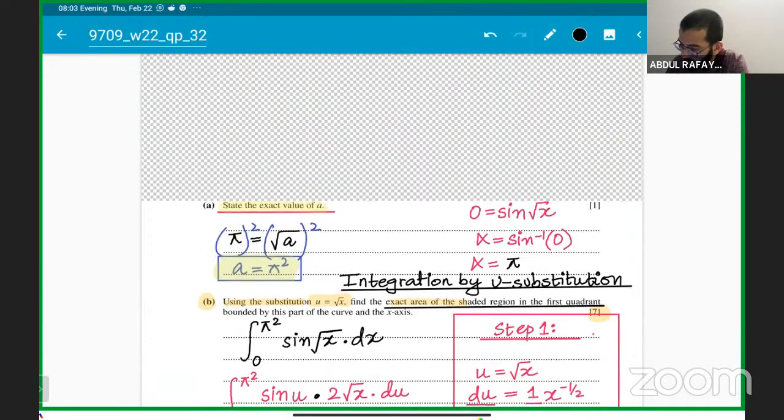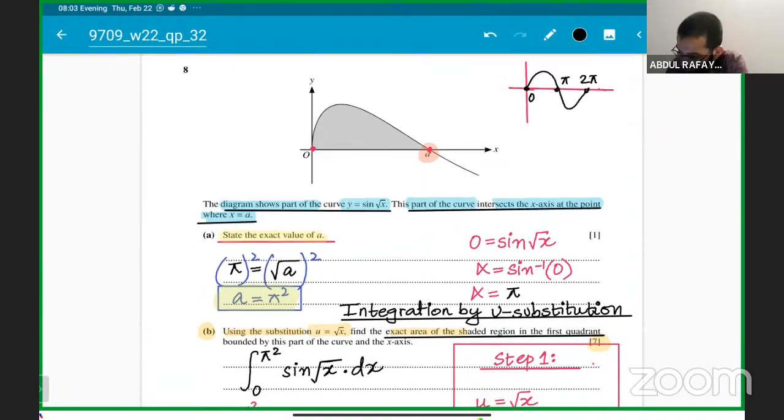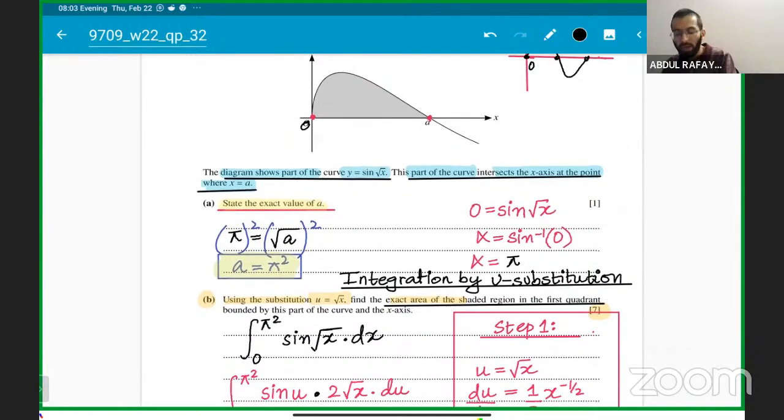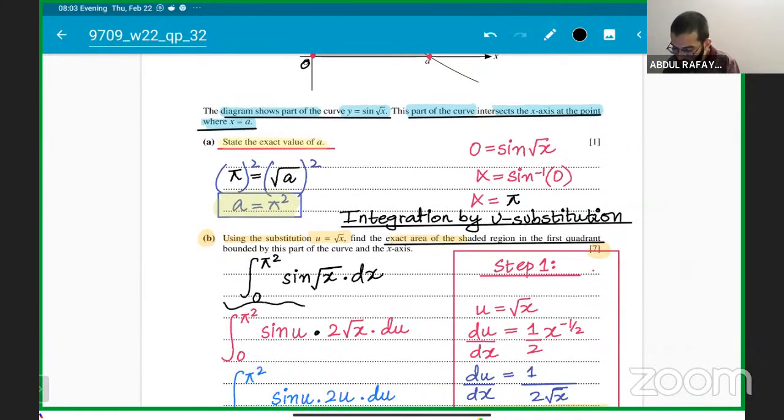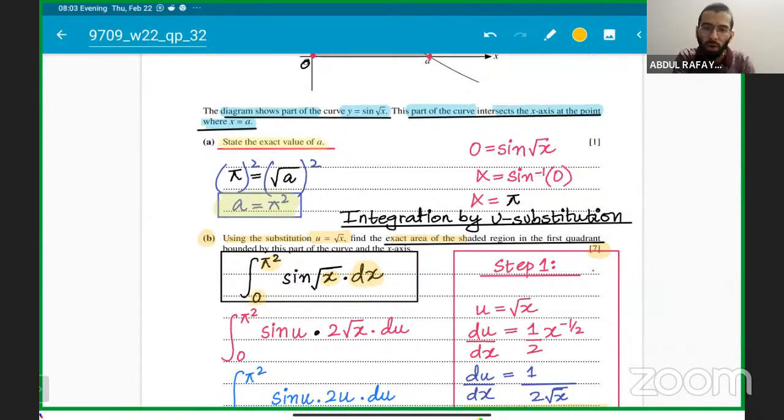Now, the second important step. Follow very carefully. These were the x limits: 0 and pi squared were the x limits. This is only for substitution. First we had to integrate sine square root x in terms of dx. Everything was x, so the limits were also of x.